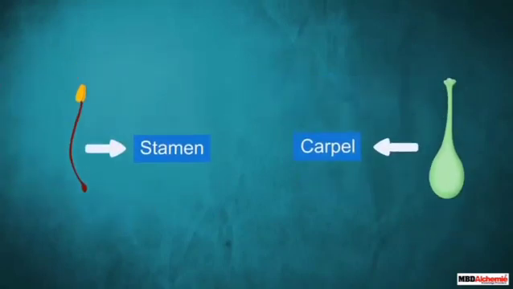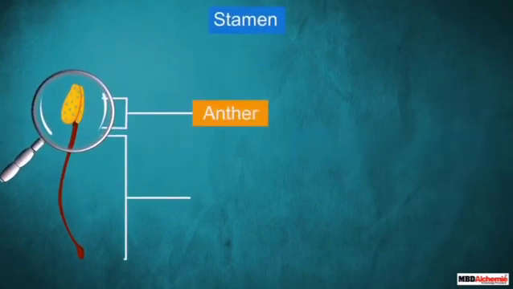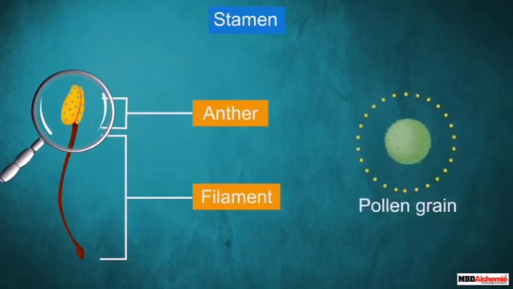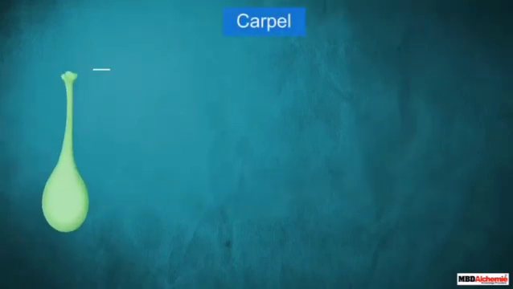Let's learn about the different parts that make up a stamen and a carpel. A stamen consists of two parts, namely the anther and the filament. The anther produces the pollen grain, which contains male gametes, while the carpel consists mainly of three parts.